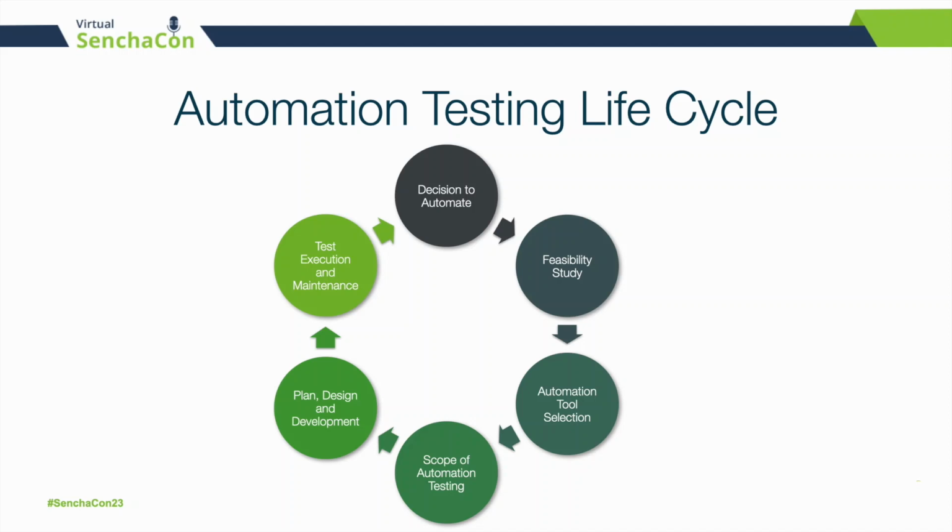Once we decide the tool, we will go ahead with the scope of automation testing. Here we will define the scope, like what are the test case we need to automate, what is the entry and exit criteria, and what are the functionalities we need to focus on. We will talk in detail in upcoming slides, and we move on with the plan, design and development stage.